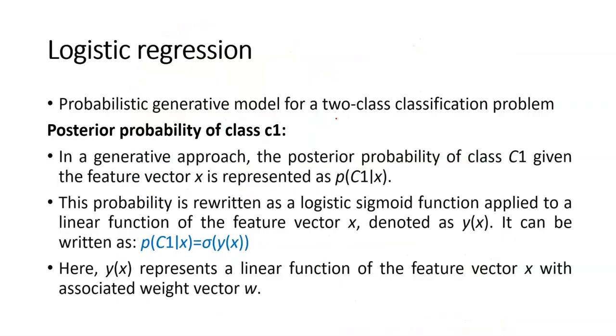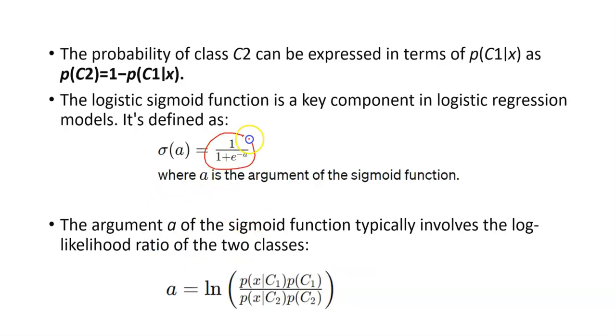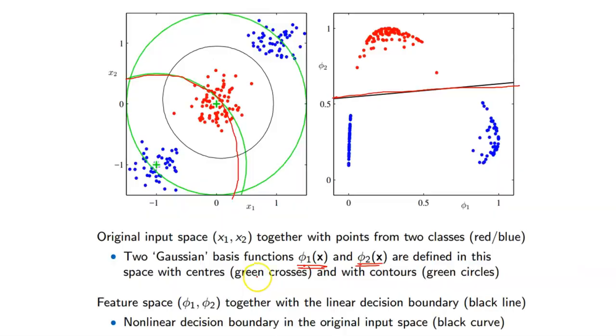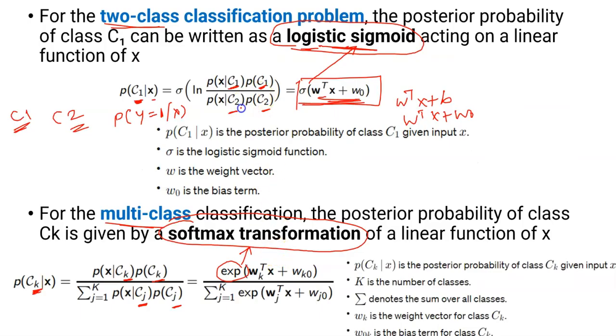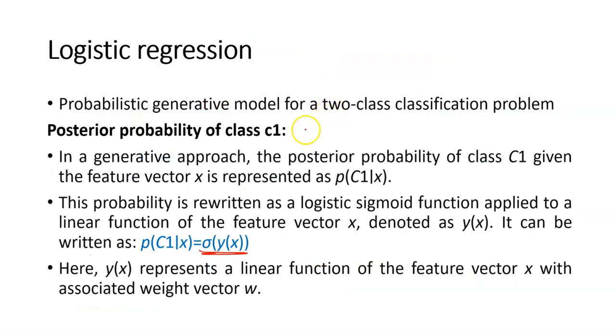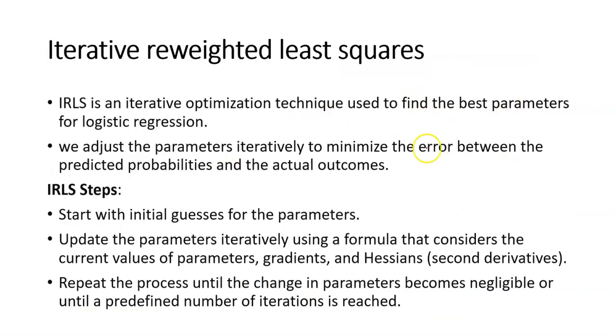The logistic regression we already know: the probability of C1 given x is determined by sigma of y of x, and the formula is 1 divided by 1 plus e power minus a, and a is nothing but ln of the same formula which we have seen in the previous case. So logistic regression we know, so I'm not focusing much here.